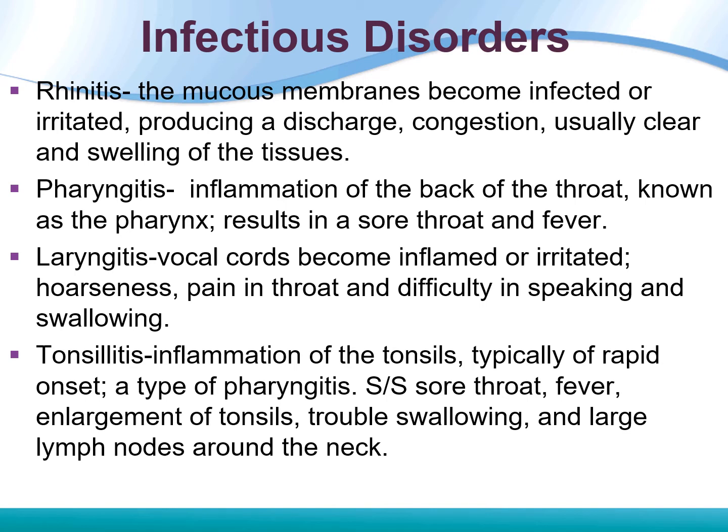Laryngitis is when the vocal cords become inflamed or irritated. The patient can present with hoarseness, pain in the throat, and difficulty speaking and swallowing. And then tonsillitis is inflammation of the tonsils, and that usually has a quick onset. It's a type of pharyngitis, and the patient will have a sore throat, fever, enlargement of the tonsils, difficulty swallowing, and large lymph nodes around the back.